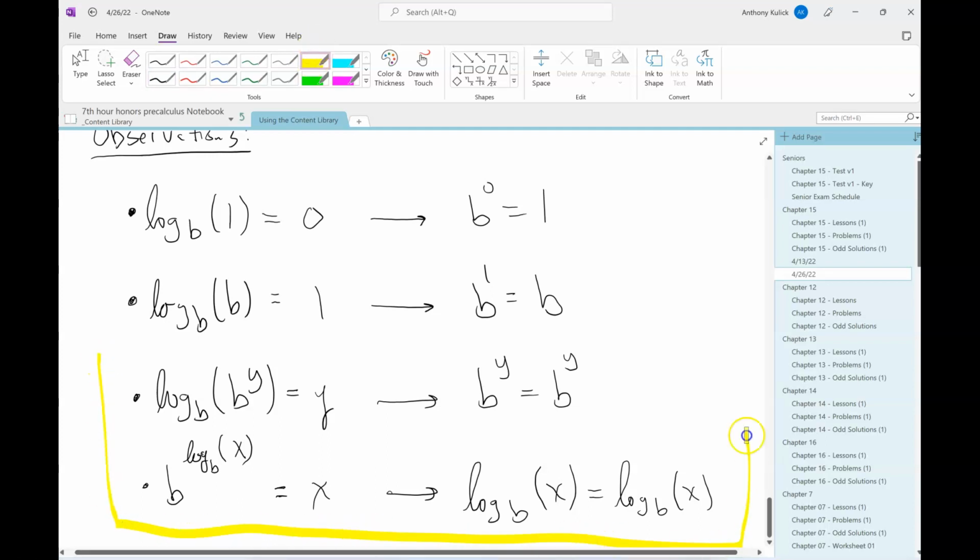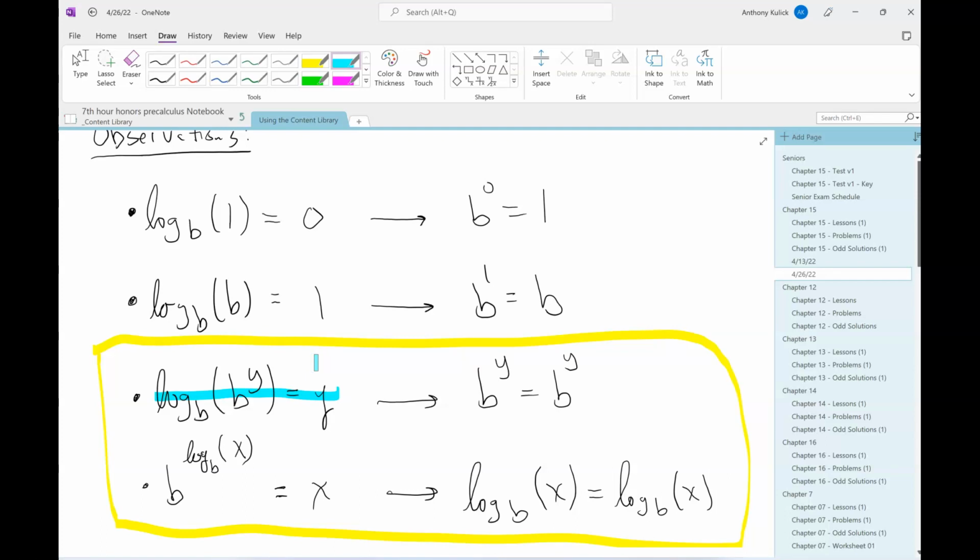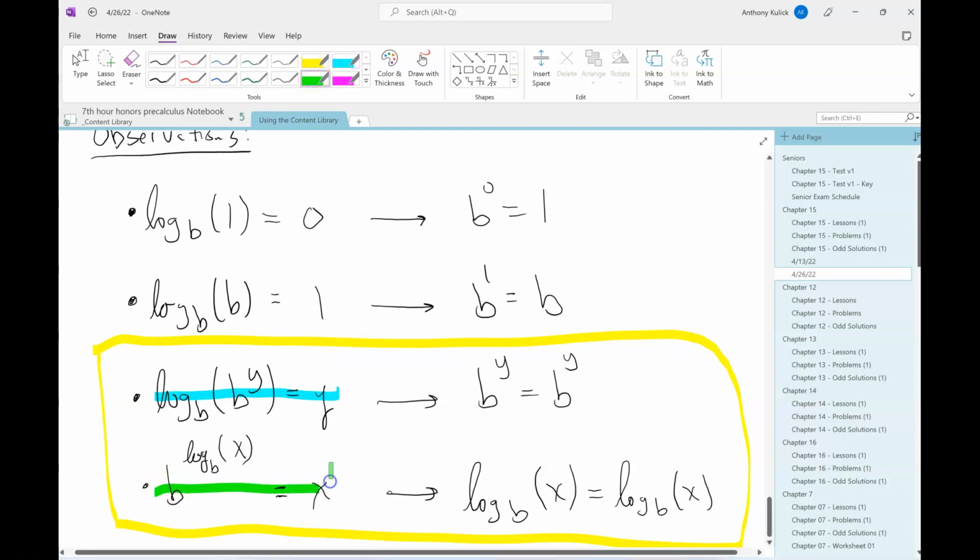Going forward, these last two are the really critical ones, particularly when we get into solving. The first one is showing us that we can cancel an exponent base by using a logarithm. And the second one is showing us that we can cancel a logarithm by using an exponent base. So it's going to allow us to solve exponential and logarithmic equations, those final two observations. I'm just pointing that out now because we're going to circle back to that in another lesson or so. Cool?